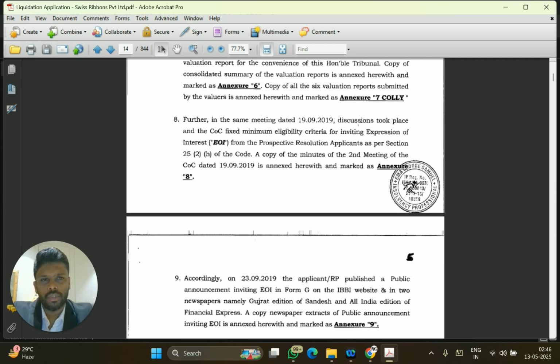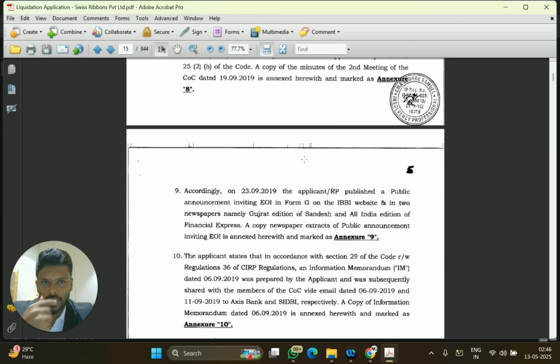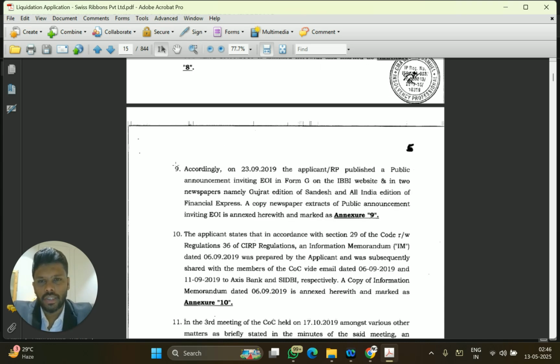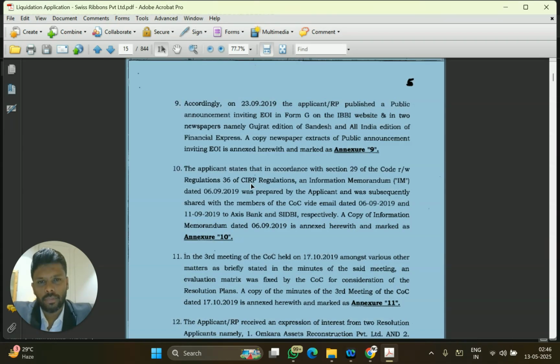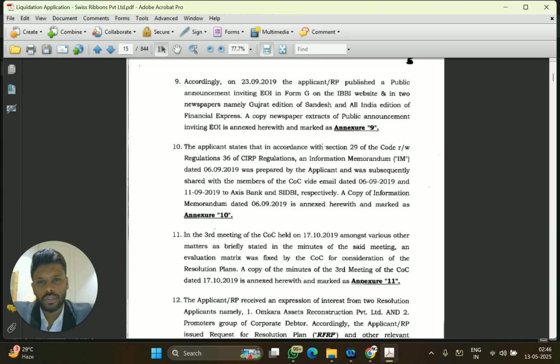In the same COC meeting, the RP discussed the eligibility criteria for inviting expression of interest. I told you that the RP has to decide the eligibility criteria for the PRS. And then after deciding eligibility criteria, Form G was published on the IBBI website by the RP. Thereafter, in accordance with Section 20, the information memorandum was prepared by the RP and subsequently shared with the COC members.